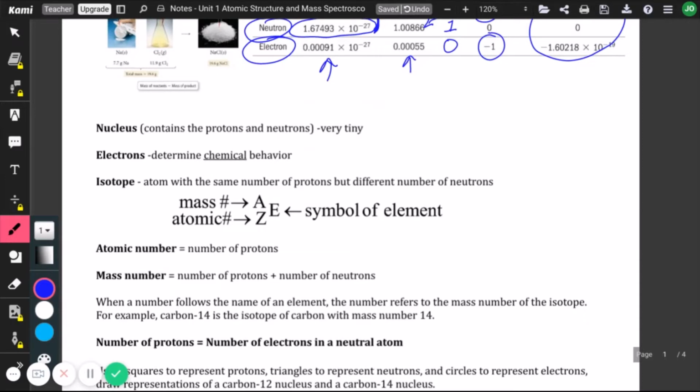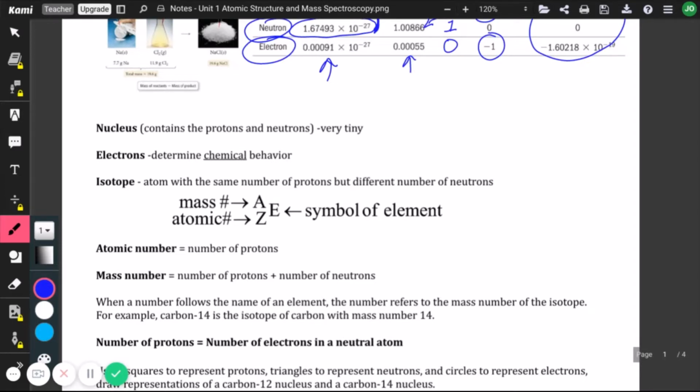All right, I'm going to fly through the rest of this next section because this is something that I'm hoping a lot of y'all already know. So, first off, in the center of the atom, we've got the nucleus. The nucleus contains the protons and the neutrons. It is extremely small. The majority of the atom is actually just open space.